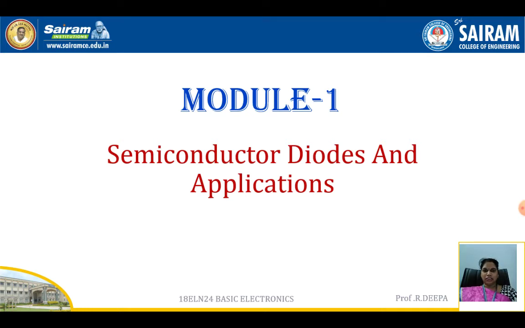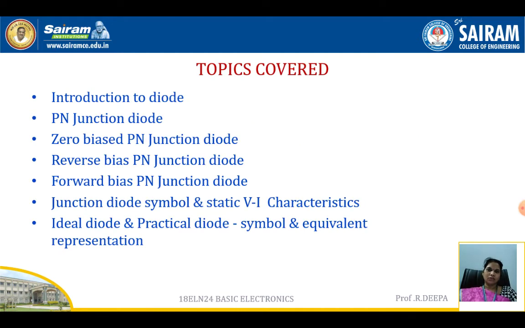In that course, we are going to start with Module 1, where you are going to learn about semiconductor diodes and applications. The topics which I am going to cover here are Introduction to Diode, PN junction diode, zero biased PN junction diode, reverse bias PN junction diode, forward bias PN junction diode symbol and static VI characteristics, and finally the ideal diode and practical diode symbol and equivalent representation.